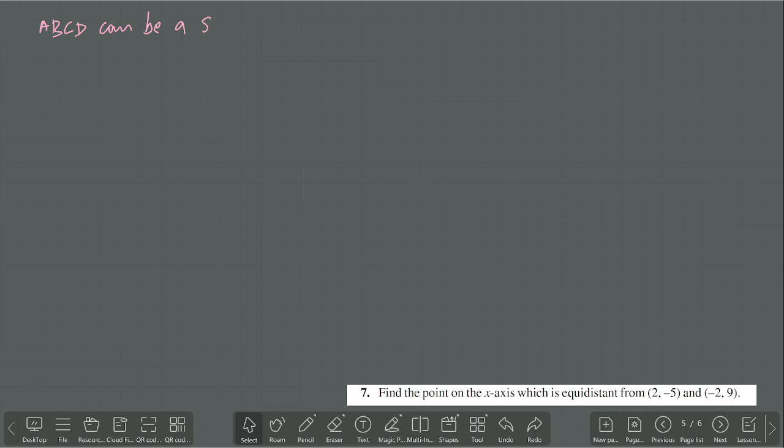can be a square or a rhombus. So let's check the diagonals. Diagonals also we have to check. So diagonal first, AC we have to find, or BD we have to find.